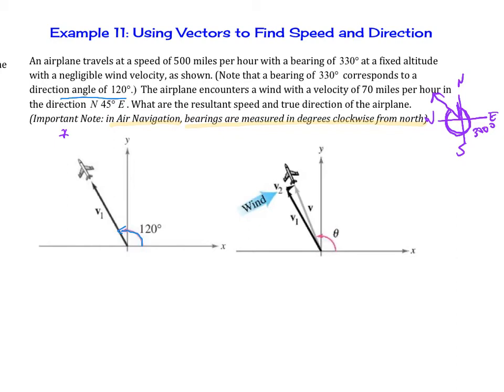So this is 330 degrees, which is the same as 120 degrees. Notice how we will have to solve that a little bit later. So this is 330 degrees, the bearing of air navigation. A quick way, or at least one way to find it, is to find this angle here. There are several ways to find it.